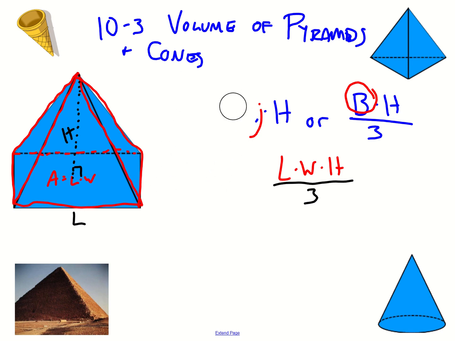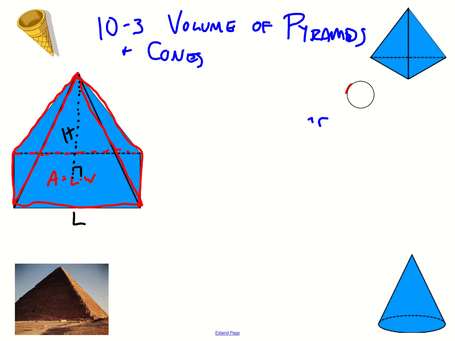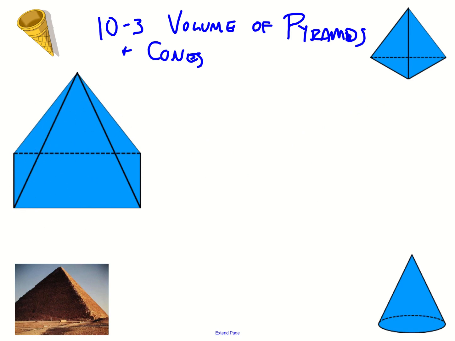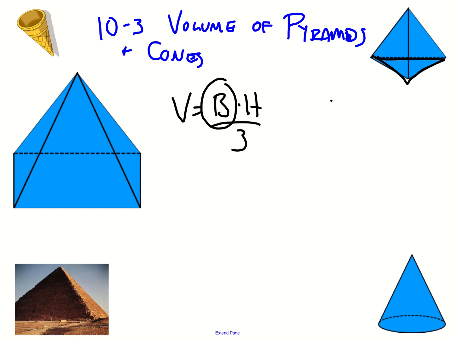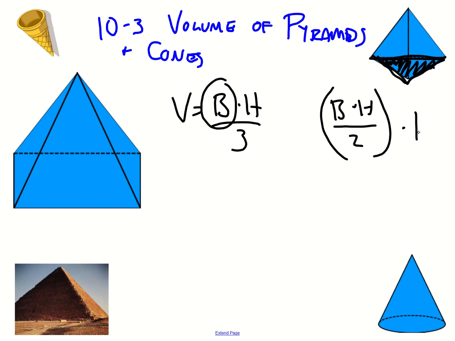If I had a triangular pyramid, my base times height would look a little different because my base is different. Remember, if my volume equals base times height divided by 3, the area of a triangle base is base times height divided by 2. So I want to find the area of my triangle first, multiply that by the height of my pyramid, how tall it is from the top to the center, and then divide everything by 3.